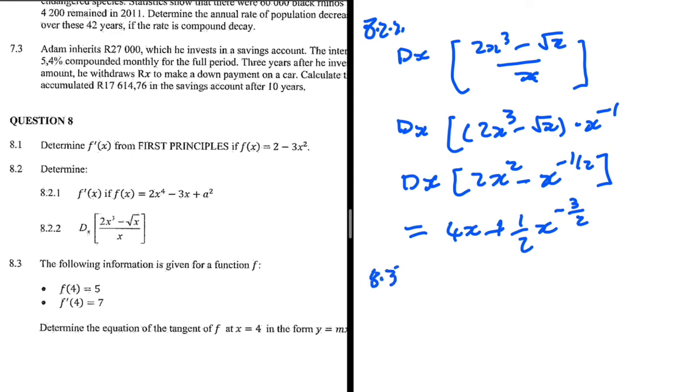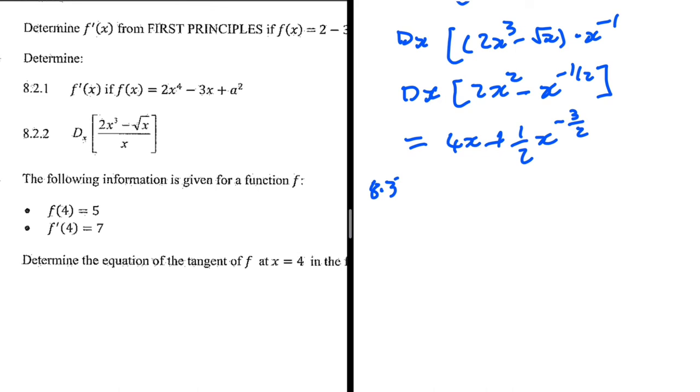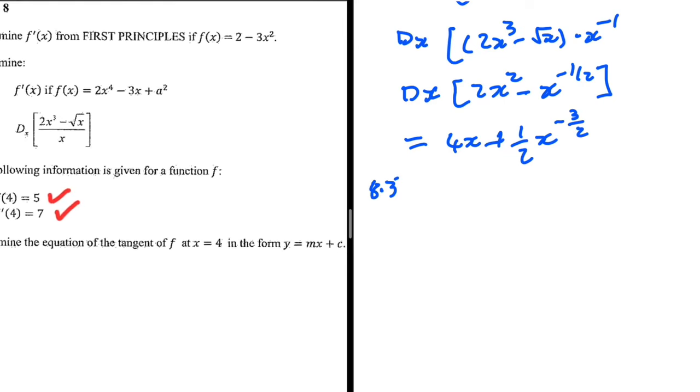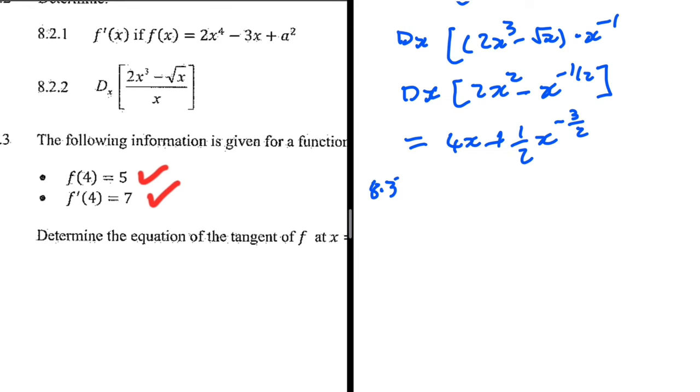8.3. The following information is given for a function. F of 4 is equal to 5. So when x is equal to 4, y is equal to 5. And f prime of 4 is equal to 7. So the gradient at that point is 7. Determine the equation of the tangent of f at x is equal to 4 in the form y is equal to mx plus c. So this is quite an easy one.